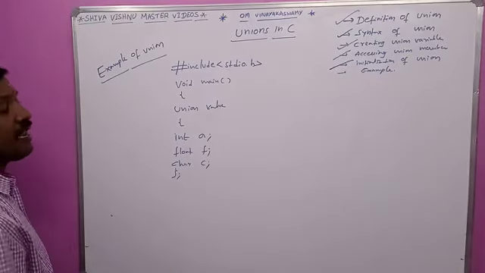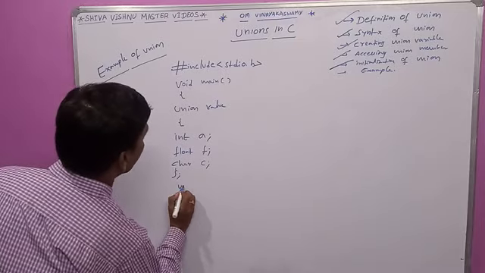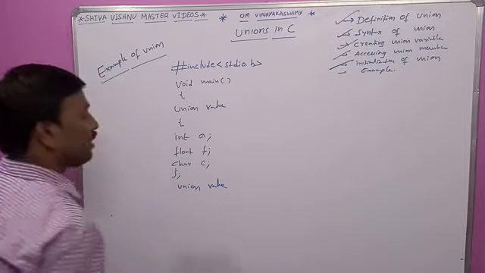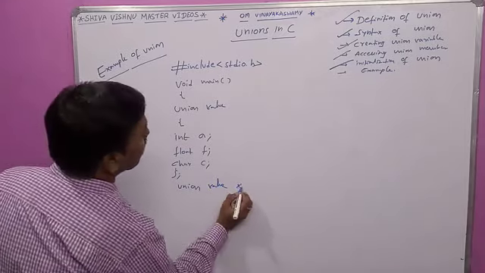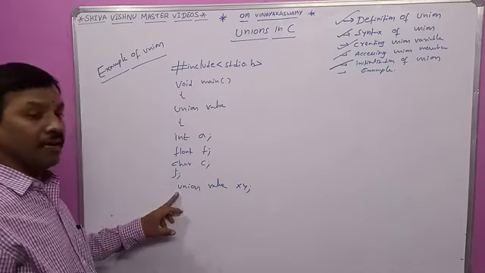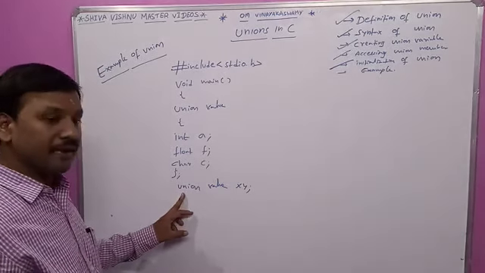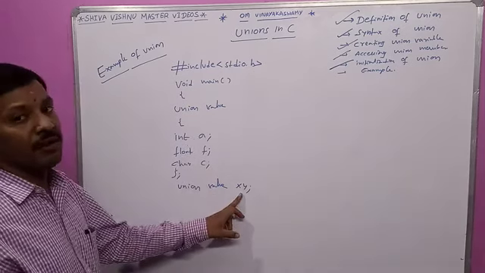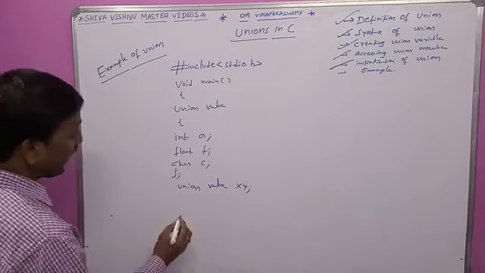Here you can see we are creating a union variable. Based on the syntax, the union keyword, then the union name value, then a space and the variable name xy. Based on the syntax you can write like that: union is the keyword, value is the union name, and you can take any variable, xy semicolon. Next.